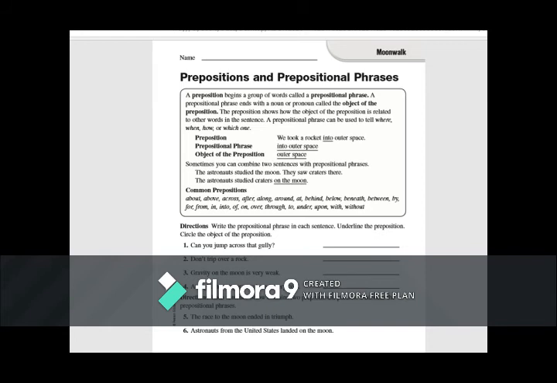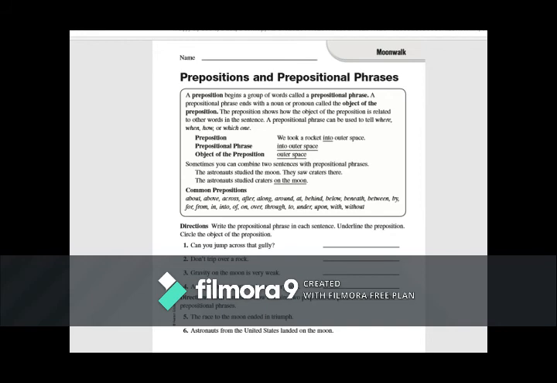"At night the temperature here is very cold." Look here. The prepositional phrase comes in the middle of the sentence in example 3, and in example 4 it comes at the beginning of the sentence. "At night the temperature here is very cold." Where is the prepositional phrase? "At night." Where is the preposition? "At." Where is the object? "Night."